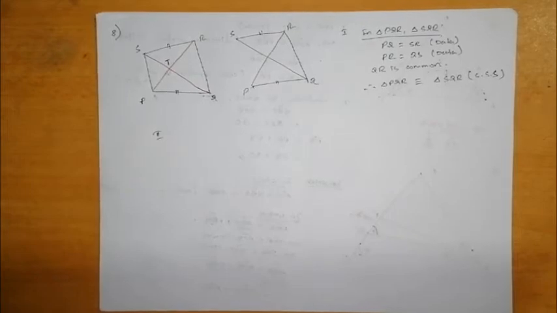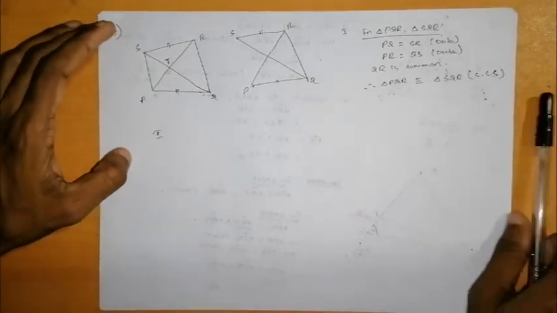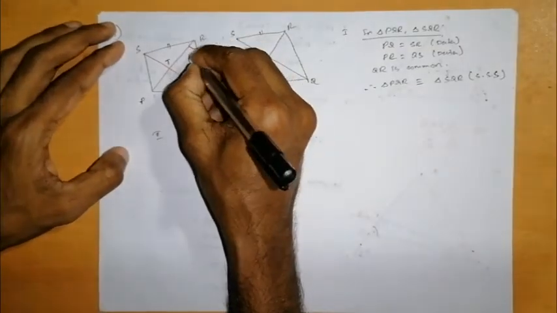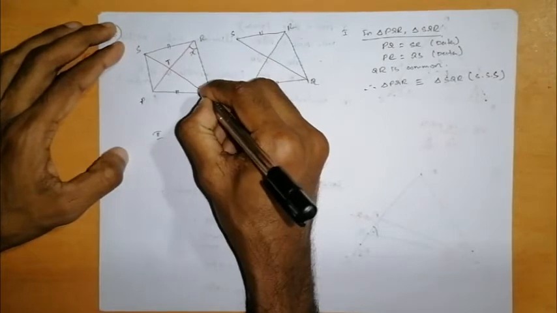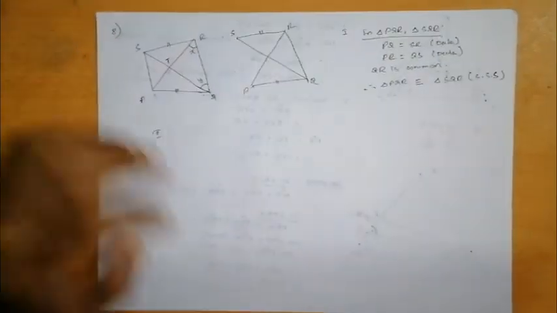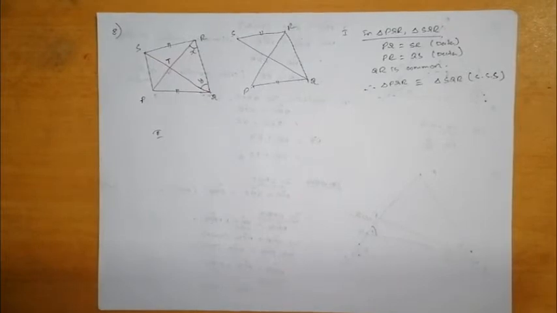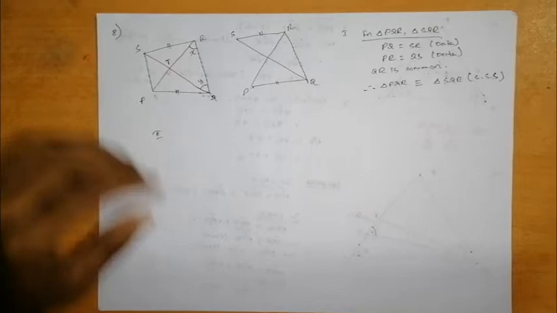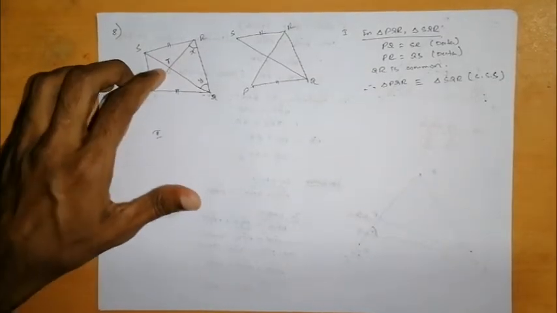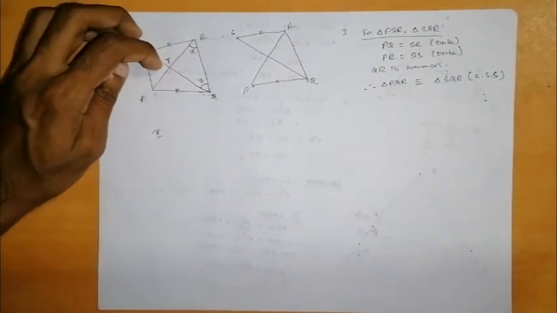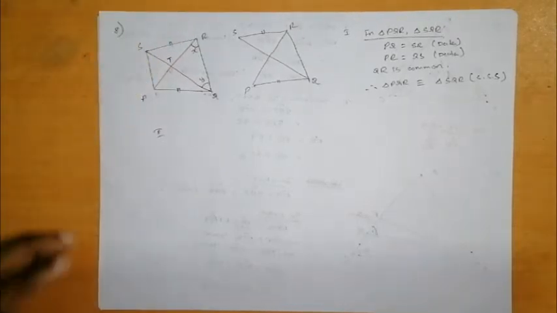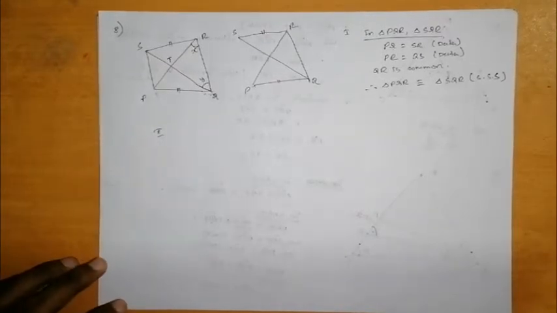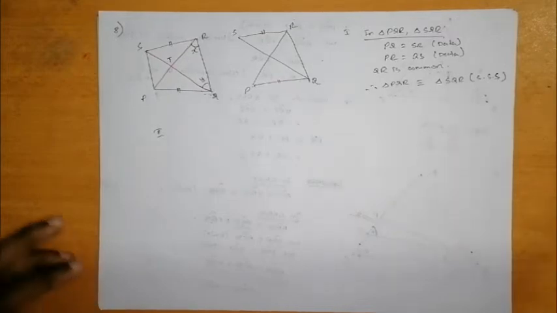If we can prove this angle X and this angle Y are equal, X equal Y, then the opposite sides QT and TR are equal. The opposite side of X is QT, the opposite side of Y is TR. So if you can prove X equal Y, it is simple. You can easily prove QT is equal to RT.